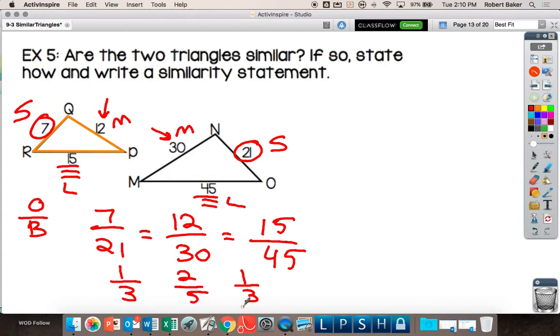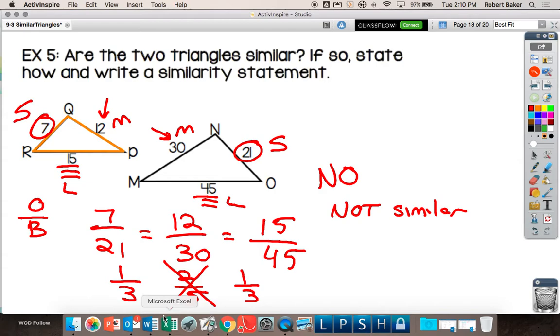So guess what? No. Not similar. They're not similar because this cross product, that fraction doesn't match the rest of them. That's called a counterexample. That's when it doesn't work. It will not always work for you.